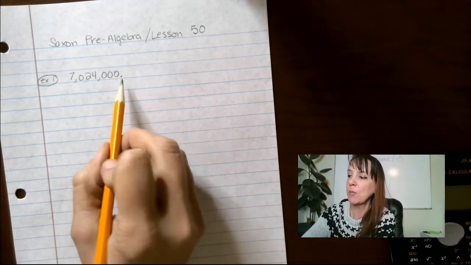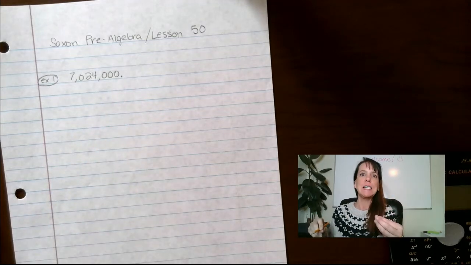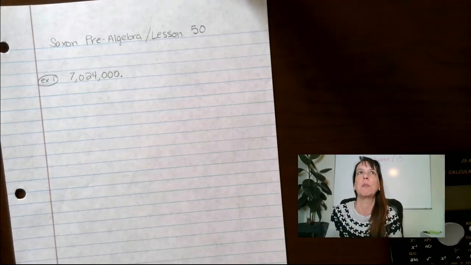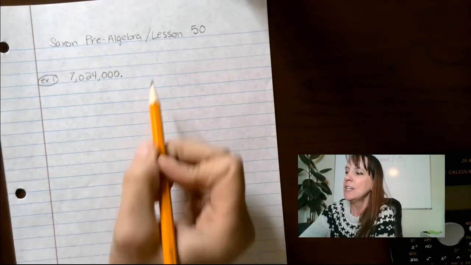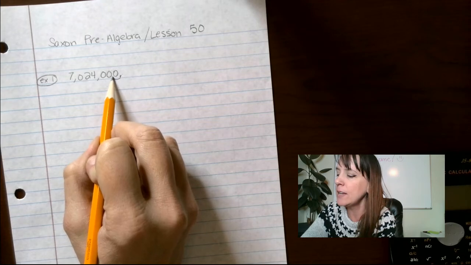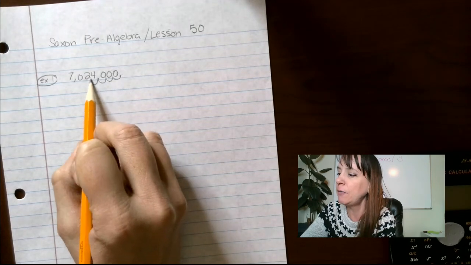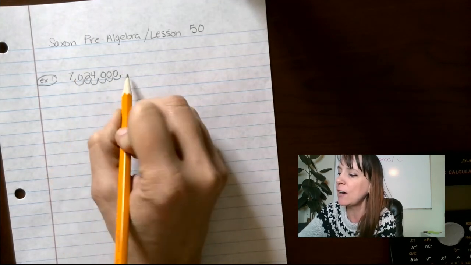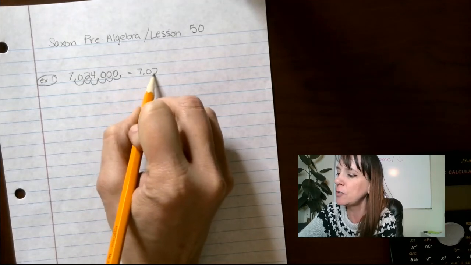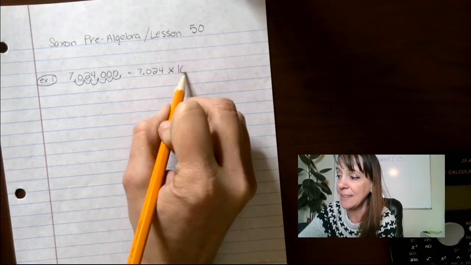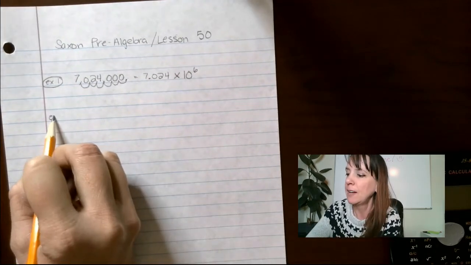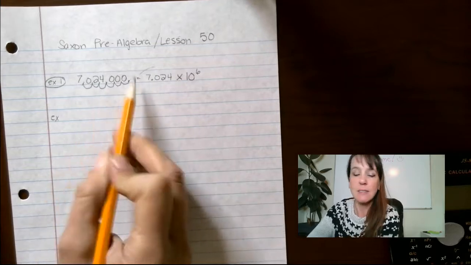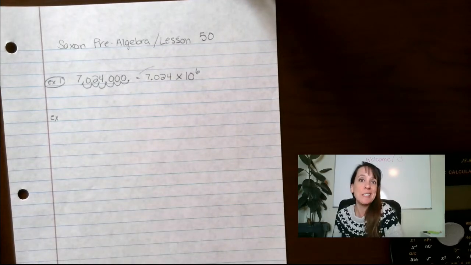In scientific notation, we're going to move the decimal to get to a number that is greater than 1 but less than 10. So basically, 1 digit. So we're going to move this 1, 2, 3, 4, 5, 6, and our new number is 7.024 times 10 to the 6th power, because I moved it 6 spots over. And that is the exact same thing as this. So it's just a different way. You'll use it in science, right? Just a different way of writing things down.